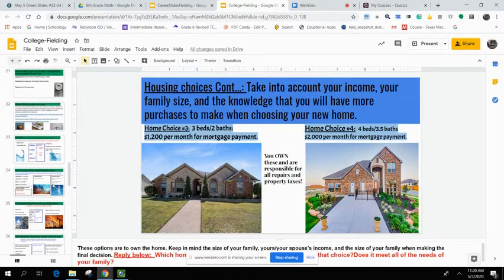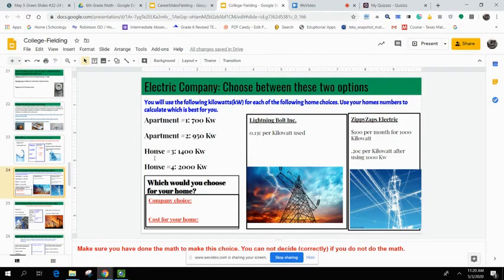some of these questions. On this one, if you chose this one, it's 700 kilowatts for apartment number one. You'll use 950 kilowatts for apartment number two. If you bought a house or are renting a house, you'll be using 1,400 kilowatts. And on this one, 2,000 kilowatts. Sorry, not spend, that's what you'll be using. And so you have two choices. On this one it is 13 cents per kilowatt hour for the Lightning Bolt. And you would just take whichever one you chose and multiply it times 13 cents.